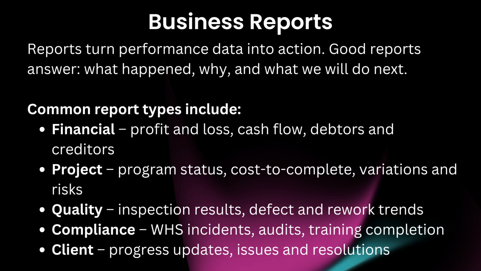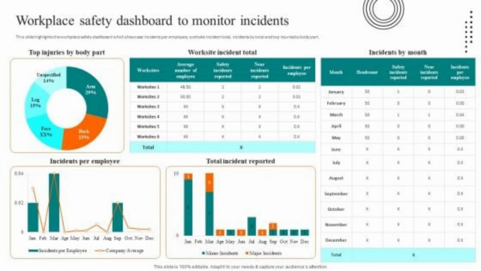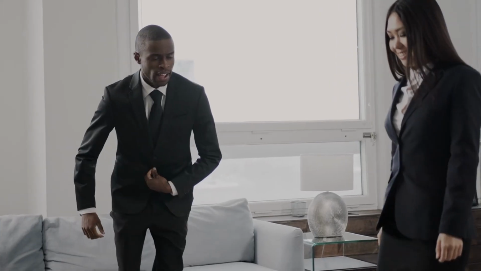Business reports. Reports turn performance data into action. Good reports answer what happened, why, and what we will do next. Common report types include financial, profit and loss, cash flow, debtors and creditors. Project, program status, cost to complete, variations and risks. Quality, inspection results, defect and rework trends. Compliance, WHS incidents, audits, training completion. Client, progress updates, issues and resolutions.